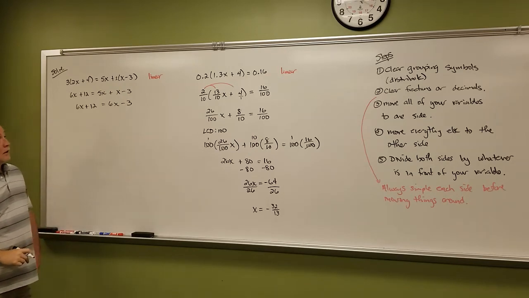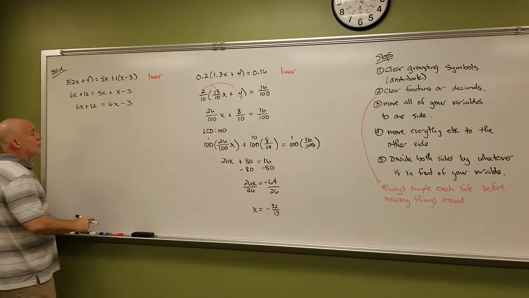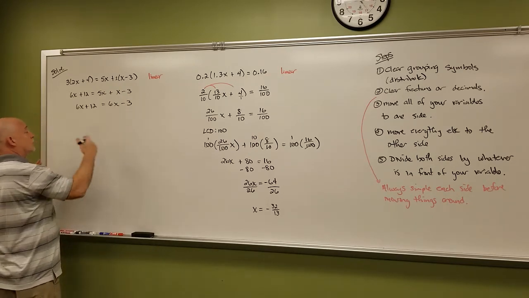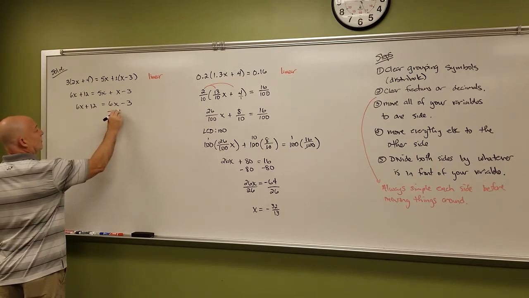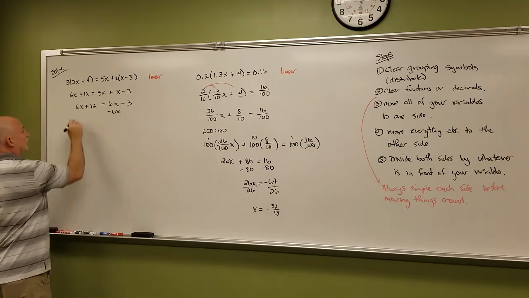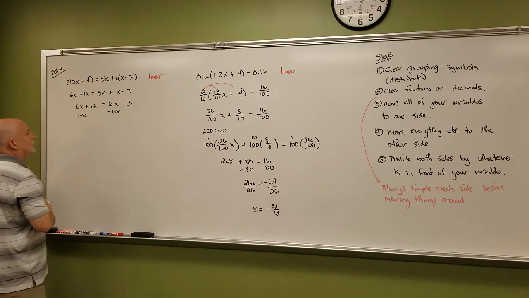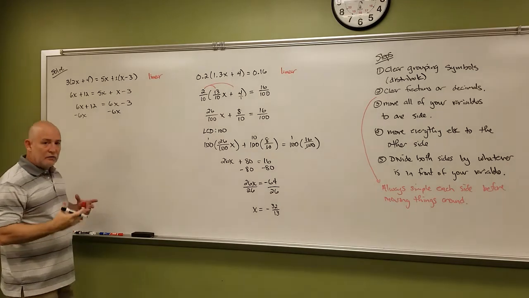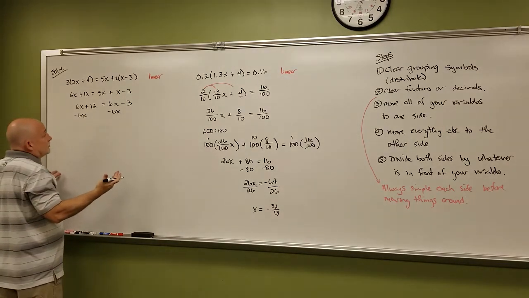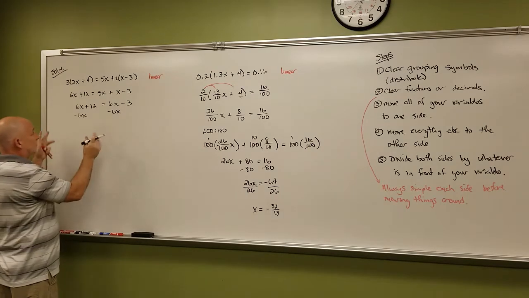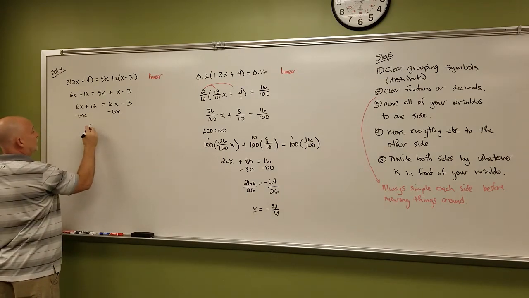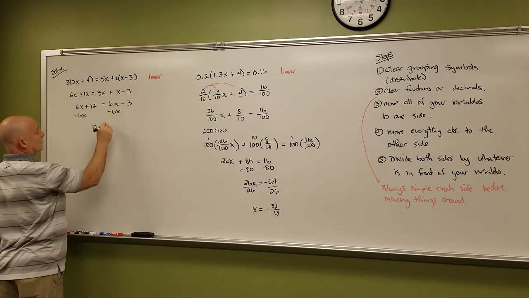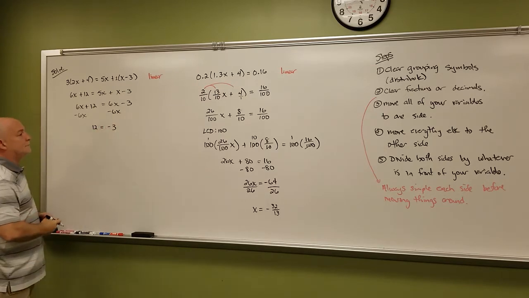All right, so step 3, move all your variables to one side. Let's say we wanted to move all our x's to the left, like we normally do. You'd say, okay, I'd subtract them from this side, and I'd subtract them from this side. And here's where a lot of students get confused, like, oh, what happens? Well, just write down what happens. Don't guess, just say, okay, well, that goes away, and I end up with 12, and that goes away, and I end up with negative 3.